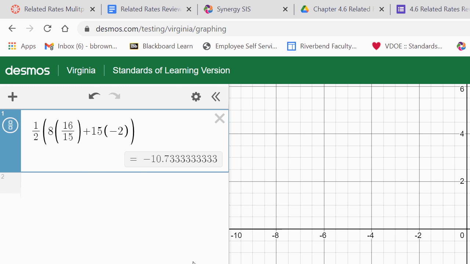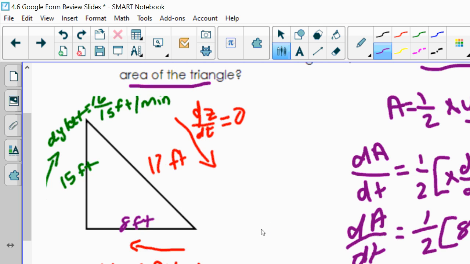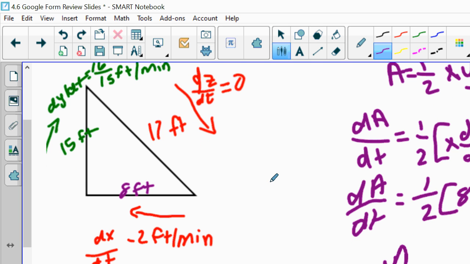So let me go back and write that in. So dA/dt is equal to negative 10.733. We always round to the third decimal place. And this is area, so it's feet squared per minute.